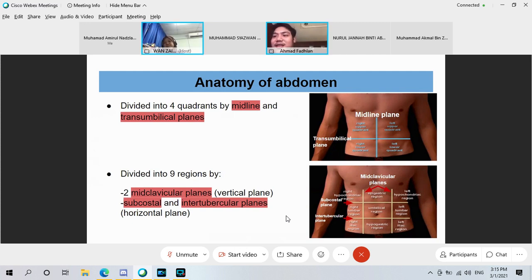Alright. Okay, so we have right hypochondriac region, epigastric region, left hypochondriac region, right lumbar region, umbilical region, left lumbar region, right iliac region, hypogastric region, left iliac region. Next.